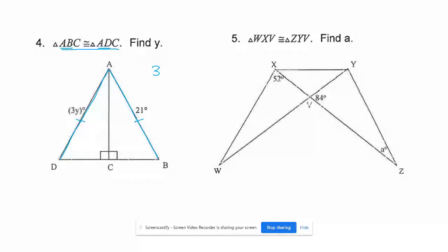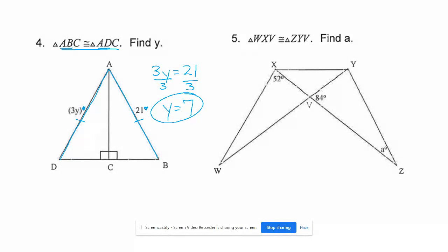Because those are congruent, their lengths have to be equal to each other. So we'll say 3y has to be equal to 21. These degree symbols really shouldn't be there. I think that's a typo. Then all we have to do is divide by 3, and we can find that y equals 7. So we were able to use the information about those congruent triangles to find the missing value.